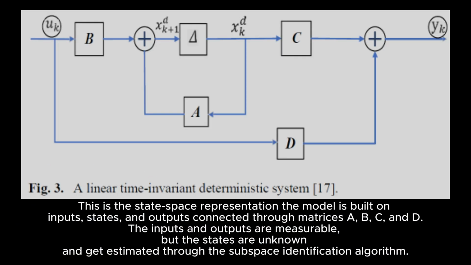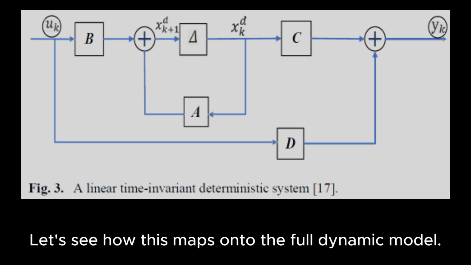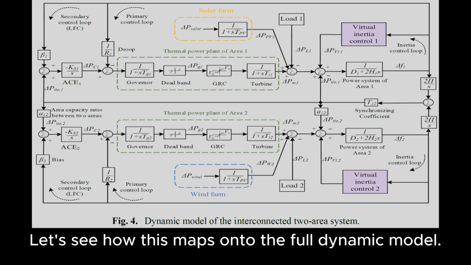This is the state space representation the model is built on. Inputs, states, and outputs connected through matrices A, B, C, and D. The inputs and outputs are measurable, but the states are unknown and get estimated through the subspace identification algorithm. Let's see how this maps onto the full dynamic model.